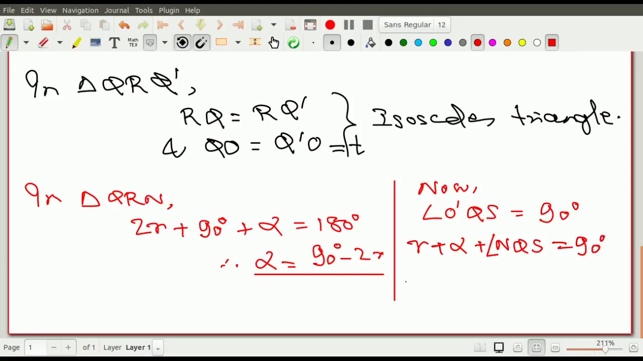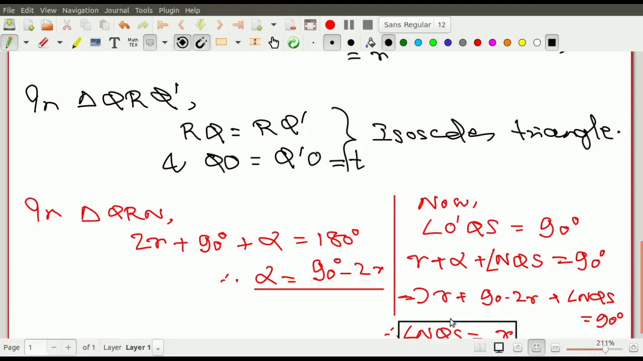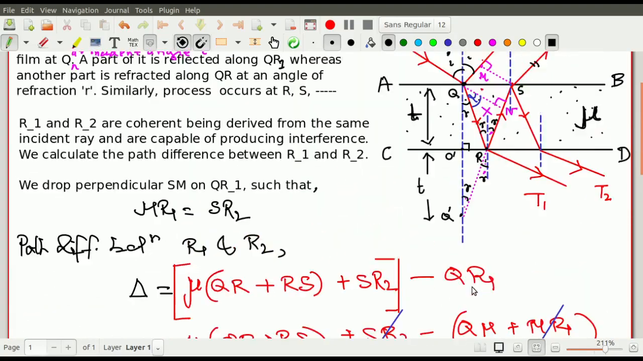Okay, so what is the value of this one? So alpha value is how much? It is 90 minus twice R, and this one is NQS, comes out to be 90 degree. So what is the value of NQS? So angle NQS is equals to 90 gets cancelled, it is R. So you see that this angle turns out to be R. That is quite important and interesting to us. NQS angle becomes R. Got it?